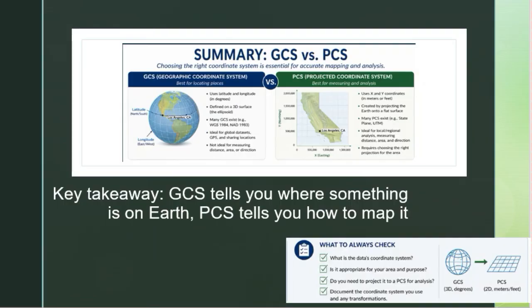So in summary, your key takeaway is the GCS tells you where something is on Earth, and the PCS tells you how to map it. There are key characteristics for each, which we're going to go over in lab this week. But you always want to check: what is the data's coordinate system? Is it appropriate for your area and purpose? Do you need to project it to a PCS for analysis, or is it already projected? And document the coordinate system you use in any transformations. Okay, thanks for listening and watching, and let's continue with this week's content.